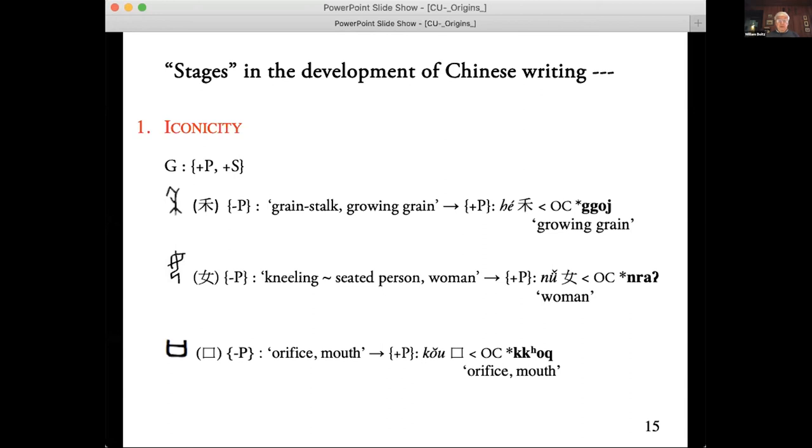Okay, so here are three examples. The character for he, growing grain. The second one is the 1200 BC form of the graph that stands for the modern Chinese word nu, meaning woman. And the third one, same thing, roughly 1200 BC form of the graph that stands for the modern Chinese word kou, that means mouth or orifice. And I hope the way I've sketched it out on this graph is clear. I mark them in origin as minus P. That's what I mean by these marks.